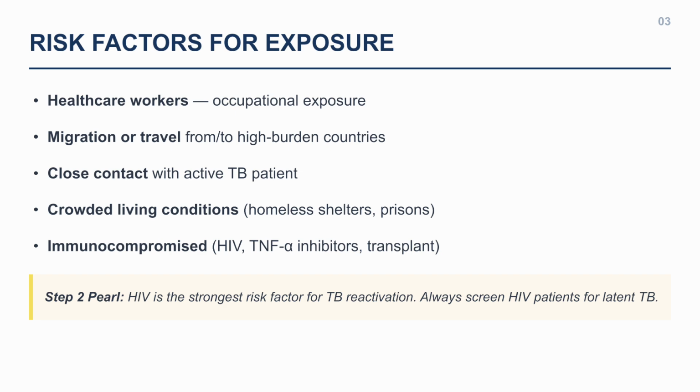Major risk factors for TB exposure include working in healthcare, migration from or travel to high-burden countries, close contact with an active TB patient, and crowded living conditions like homeless shelters or prisons. Immunocompromised states dramatically increase the risk of both infection and reactivation. These include HIV, TNF-alpha inhibitor therapy, chronic corticosteroid use, and organ or stem cell transplantation. Step 2 Pearl. HIV is the single strongest risk factor for TB reactivation. Every HIV patient should be screened for latent TB regardless of other risk factors.